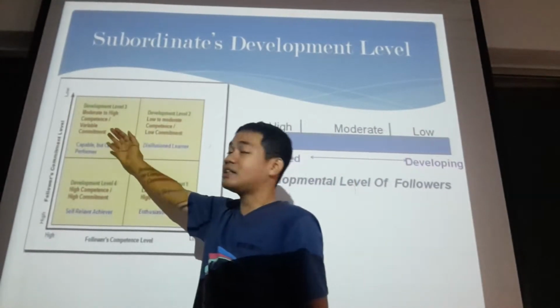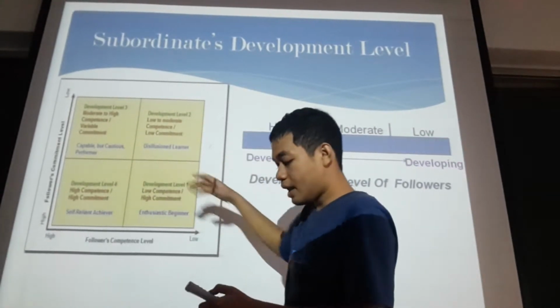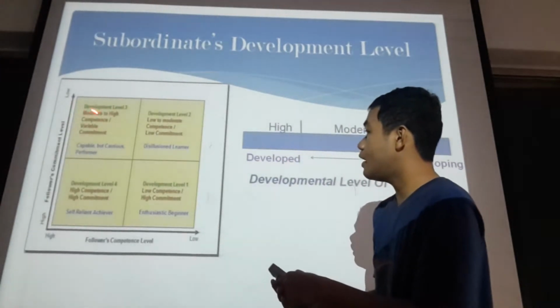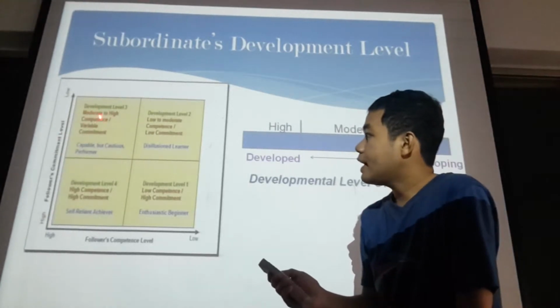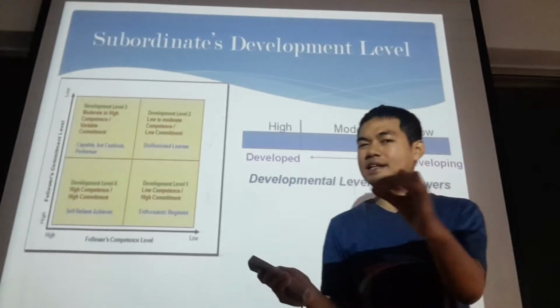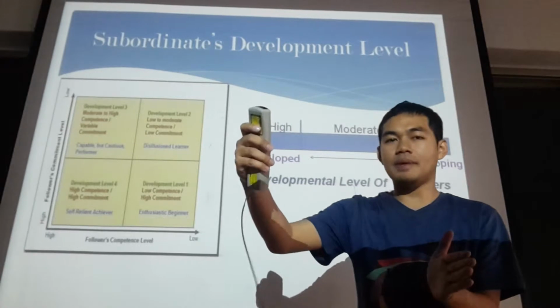Now we move to development level number 3. We call it capable but cautious performer. Here they have really good, well, not really good, but kind of good, moderate to high competence.